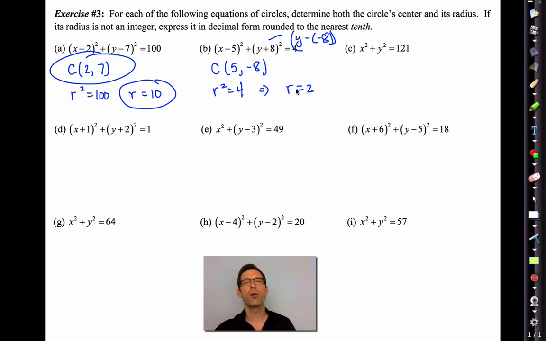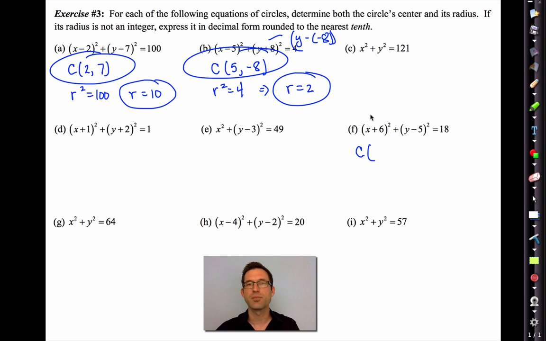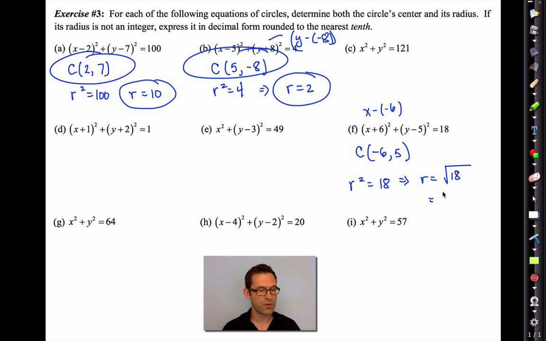All right, let's look at one more of them, and I'm going to skip all the way down to letter F, which is weird. But in this case, the center, x plus 6 must be x minus negative 6, so negative 6 and then positive 5. But now the square of my radius is 18, so my radius is now going to be an irrational number. It's going to be the square root of 18. Now if I work that out on my calculator, what I find is 4.24, etc., which to the nearest tenth would be 4.2.